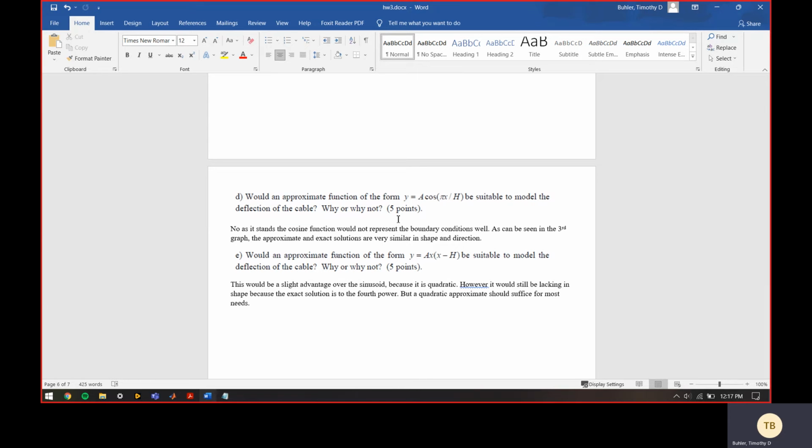For E, yes, this quadratic. This will definitely be a more sufficient model, and it would suffice for most needs. Once again, you can just pump up that resolution number, and then you'll be looking good.